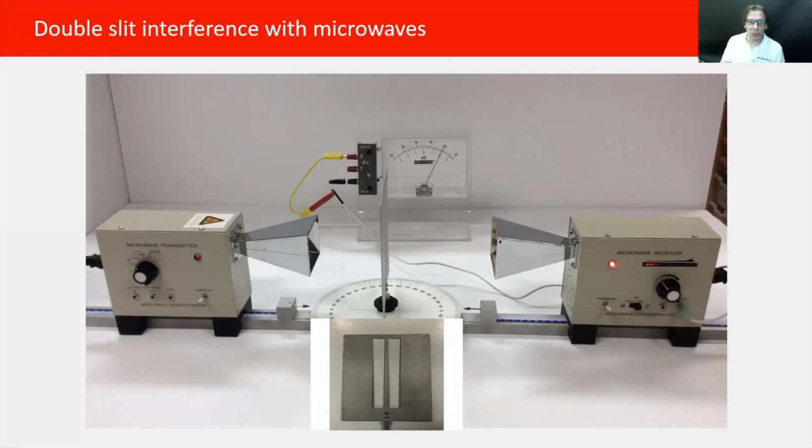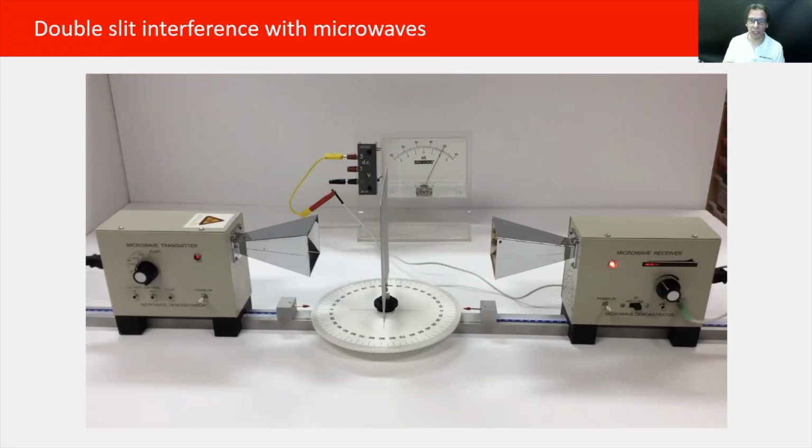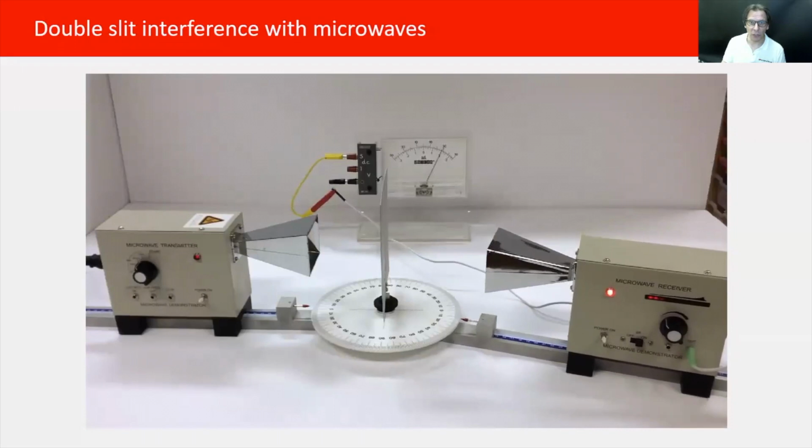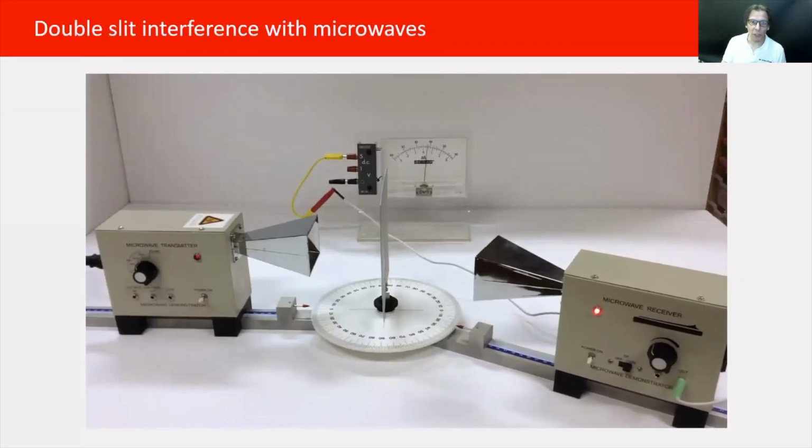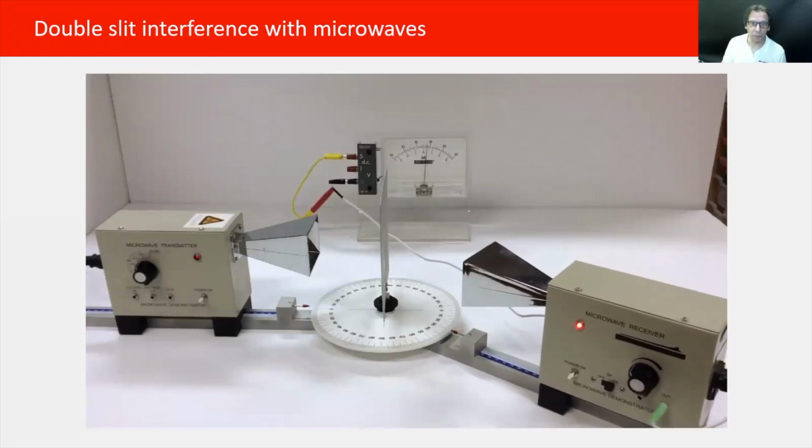The two slits ensure we have two coherent sources of waves which spread out and overlap each other to form a stationary interference pattern. The detector moves through regions of constructive and destructive interference, and the intensity of the microwaves can be displayed on a meter as shown.